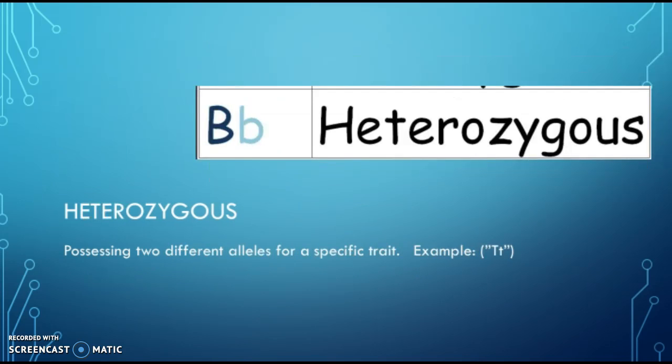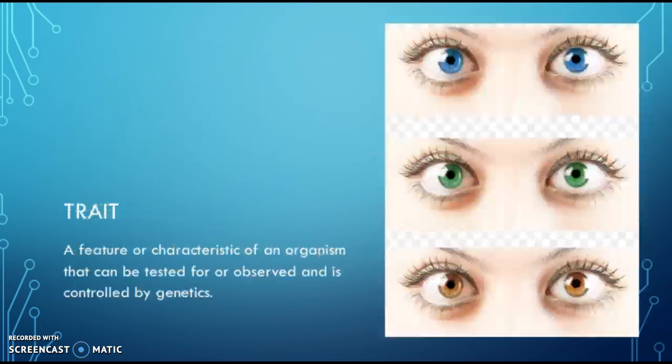Heterozygous. Possessing two different alleles for a specific trait. Example, uppercase B and lowercase b.